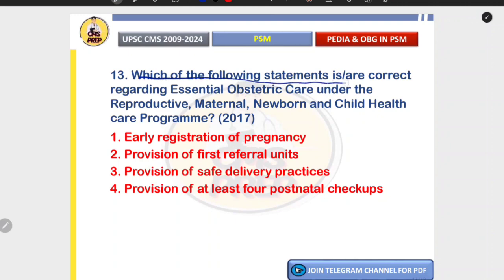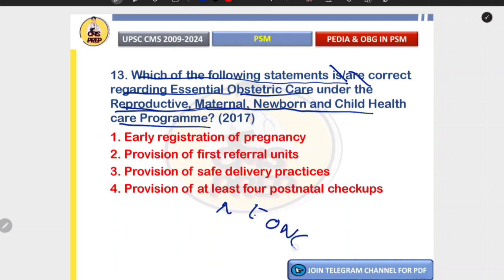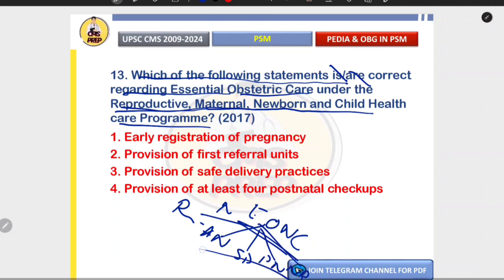Which one of the following statement(s) is/are correct regarding the essential obstetric care under the reproductive, maternal, newborn and child health care program? So under this program there is essential obstetric and newborn care. In this registration, antenatal care, safe delivery, postnatal care and newborn care is provided.